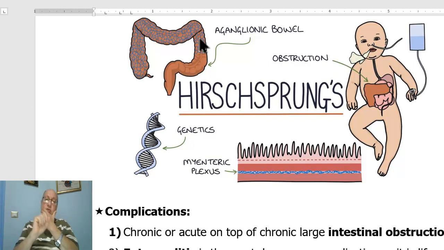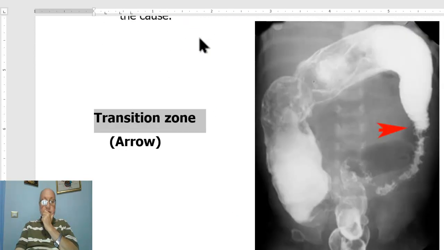There is a transitional zone between the contracted narrow segment and the dilated segment, as in this X-ray. This is the contracted aganglionic segment, and this is the dilated proximal normal ganglionic segment. Between the narrow area and the dilated area, there is a transitional zone. This is called the transition zone.